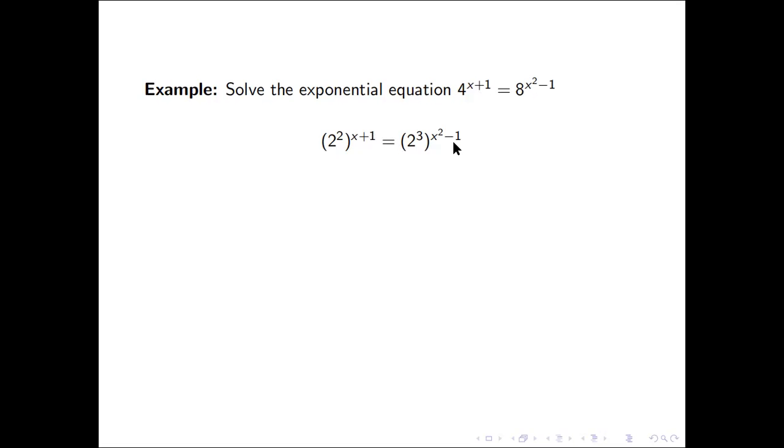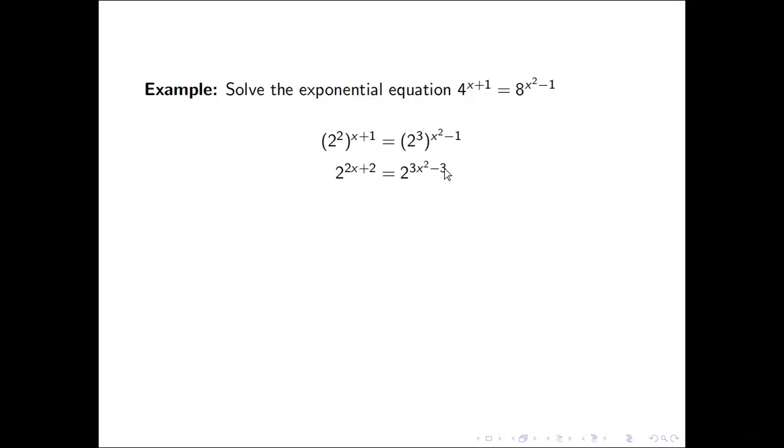And by the law of exponents, we know that if we have an exponent within an exponent, we simply multiply those exponents. If I just quote that, in general, we have a to the m quantity raised to n equals a raised to quantity mn. In other words, you just multiply the exponents. So we multiply 2 by x plus 1, 3 by x squared minus 1. We get the following. 2 to the 2x plus 2 equals 2 to the 3x squared minus 3.